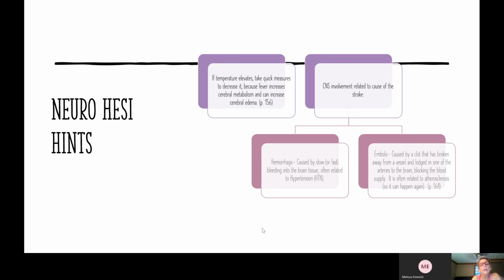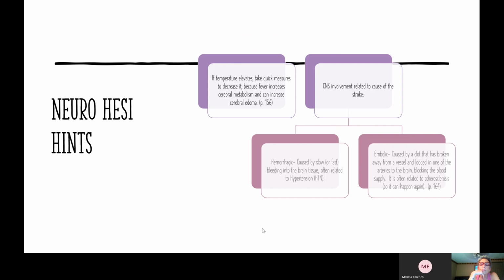And with that, the key points that we want to recall with working with neuro is to watch temperatures closely, because what happens if the patient's body temperature increases? We want to go ahead and lower that and get it back down to a normal level, because if it increases and stays up, it increases the cerebral metabolism and can also, as a result, increase more cerebral swelling or edema.